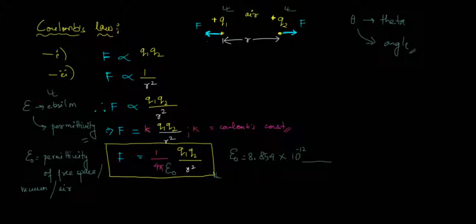Let's find out the value. If the distance is 5 meters, the force on 1 from 2 is 5 newtons, and on 2 from 1 it is also 5 newtons, the same.